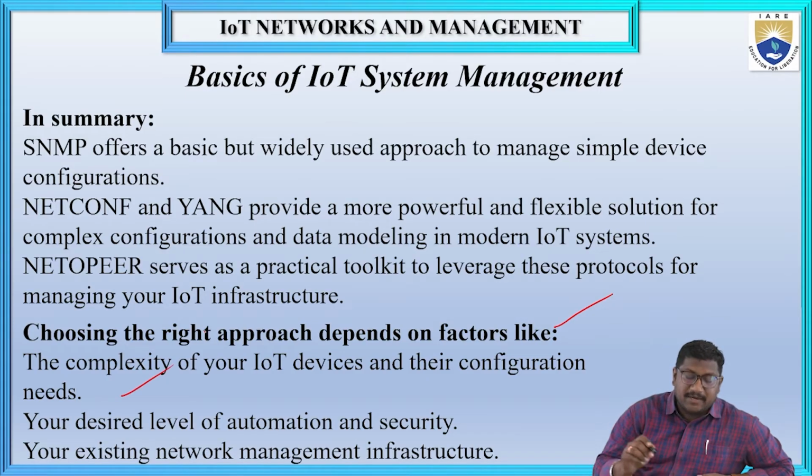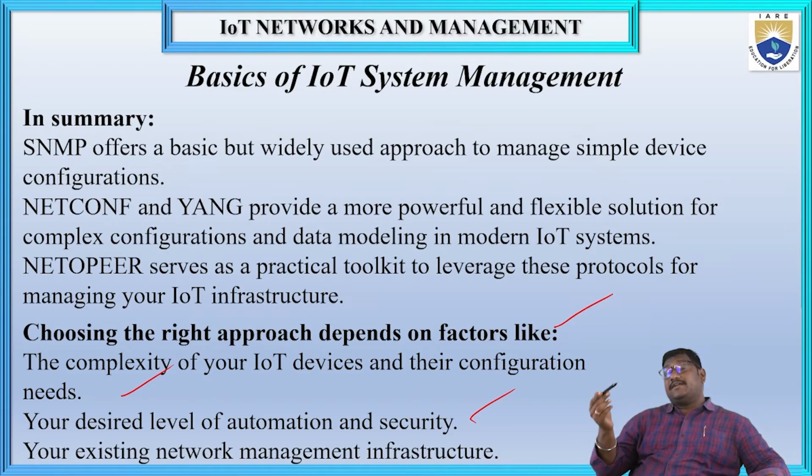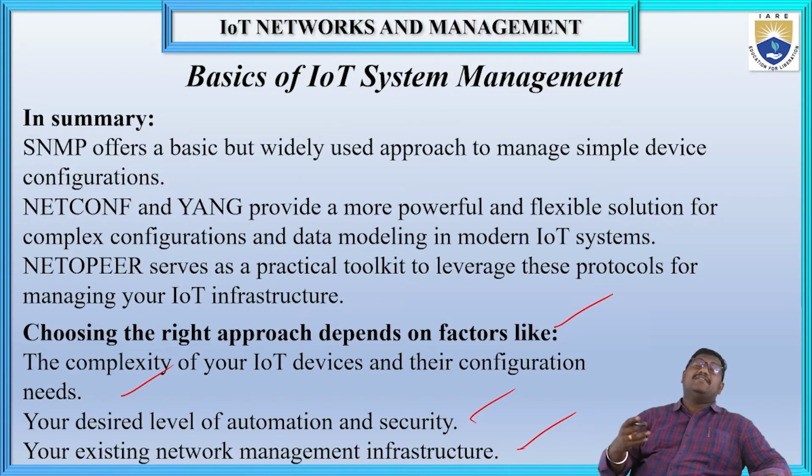Such factors are the complexity of our IoT devices along with the configuration needs which I am using in that particular IoT system, and also we need to check what kind of security and what kind of automation is utilized in my IoT system. And also we need to check the existing network management infrastructure. Why? Because if you haven't compared with the existing system, there will be no advancement. Suppose today I am using an advanced network security system. Might be tomorrow it was a lesser one. So a comparison is a must.